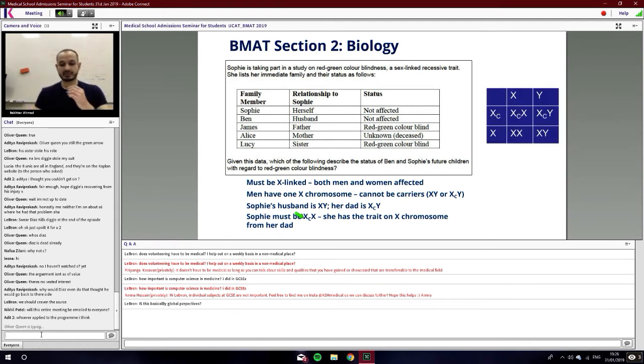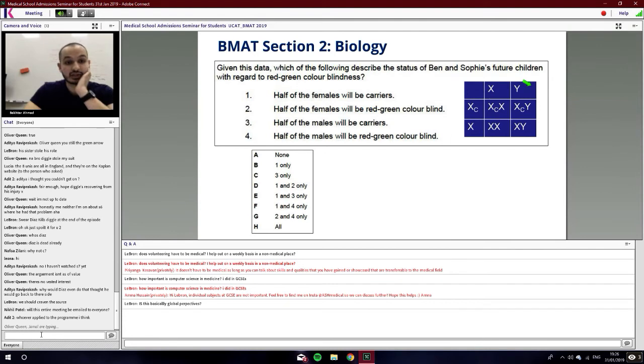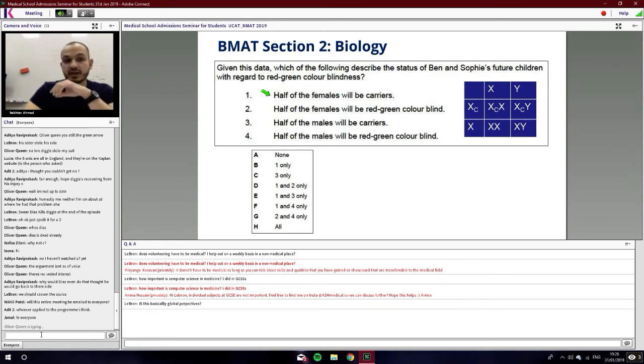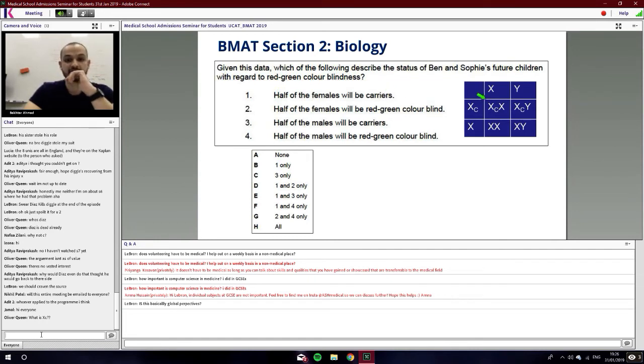So what you want to do is make a Punnett square, okay, for Sophie in this case on the left and Sophie's husband at the top. And then you can look at the questions and think which one would be correct. So let's go through each one. Half of the females will be carriers. So we've got the two females here, and one of them is a carrier. So one is correct. Okay.